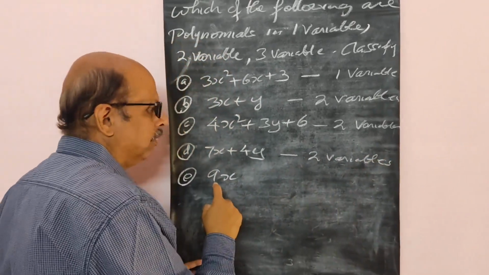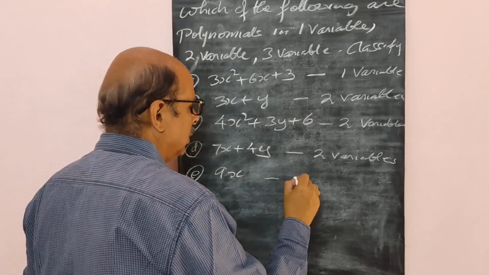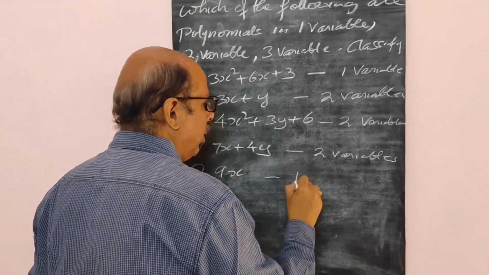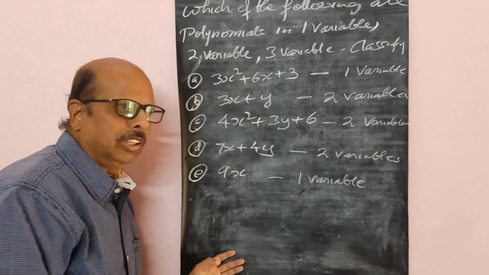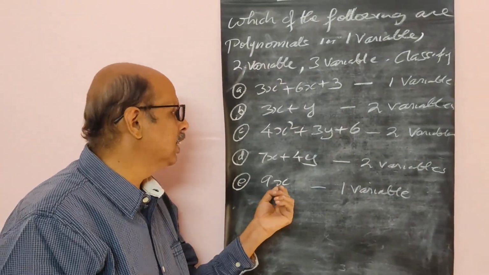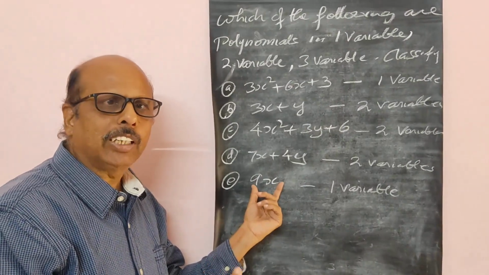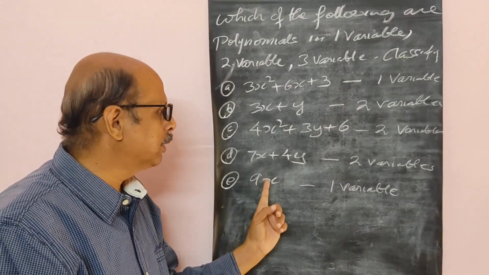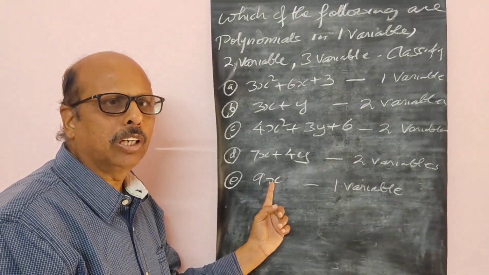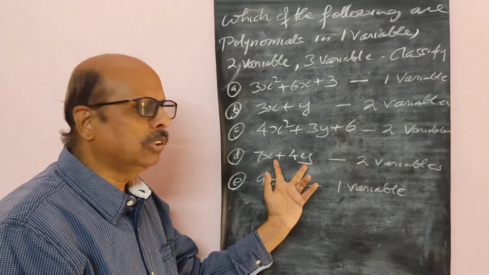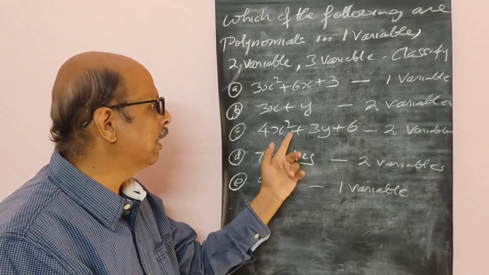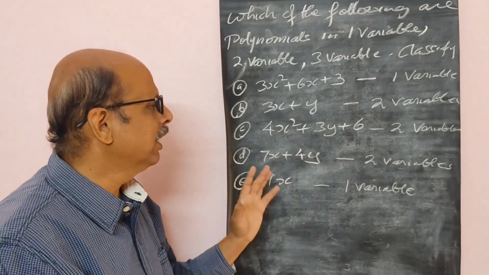And here I have used only one letter x, so it's a polynomial expression in one variable. What I want to tell you is, you just see which letters are used. If the same letter is used, it is an expression in that particular variable only. If more than one letter is used, then there are 2 variables or 3 variables, depending upon that. So this is how you need to look at it.